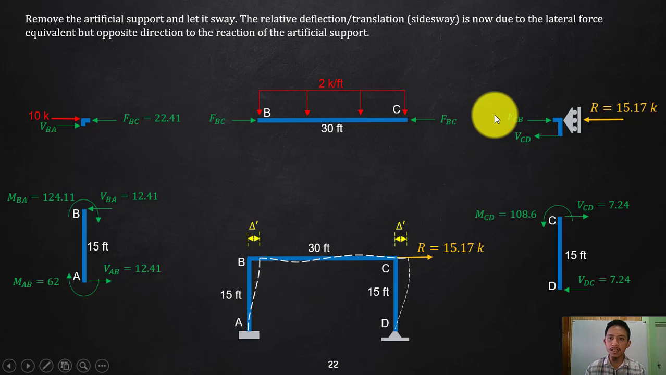As you can see, the FCB, the axial at CB, is reduced by the shear on your CD. So this axial here is 22.41 minus the 7.24. You will end up with a reaction. This is your artificial or dummy reaction R, 15.17 kips. Okay, that is the reaction. But for us to let that sway, remove that one and apply it in the opposite direction.